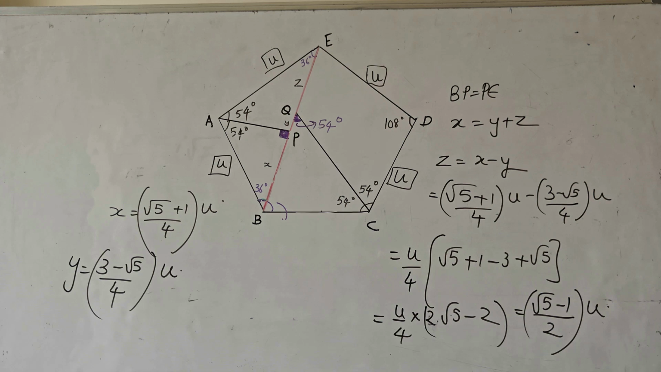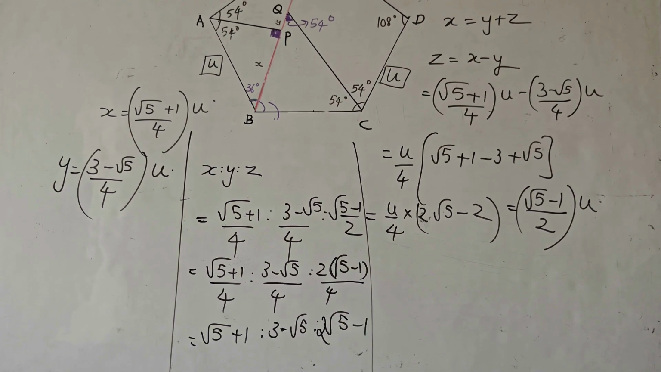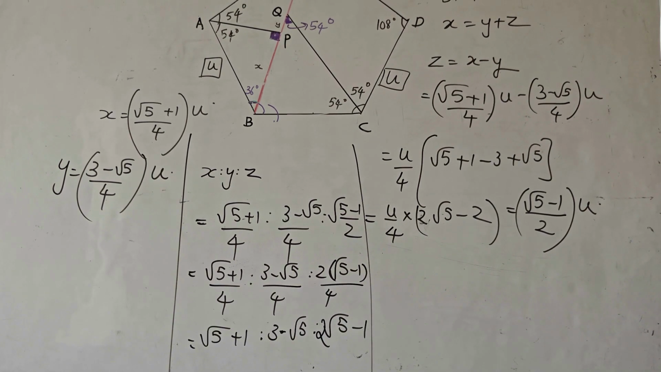Now, let us take the ratio X is to Y is to Z. You know that there is an unknown term U in each of these three values, which will get cancelled because we are not finding the absolute values, we are finding the ratios. We get the ratio X is to Y is to Z as root 5 plus 1 is to 3 minus root 5 is to 2 into (root 5 minus 1).